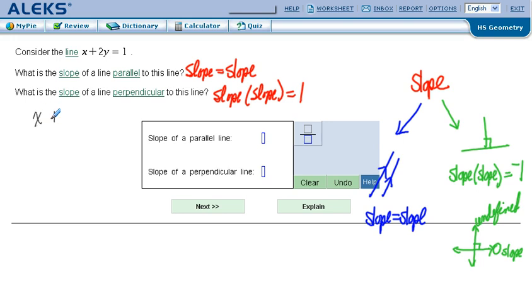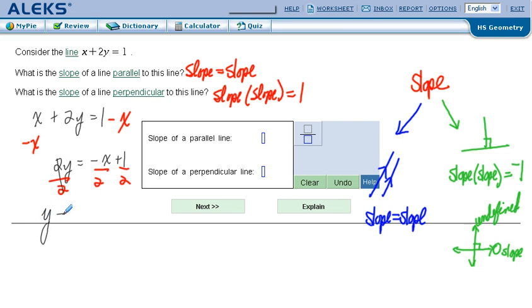So we have x plus 2y equals 1. We're going to subtract x from both sides. So I have 2y equals -x plus 1. I'm going to divide by 2. So our final equation is y equals -1/2 x plus 1/2.